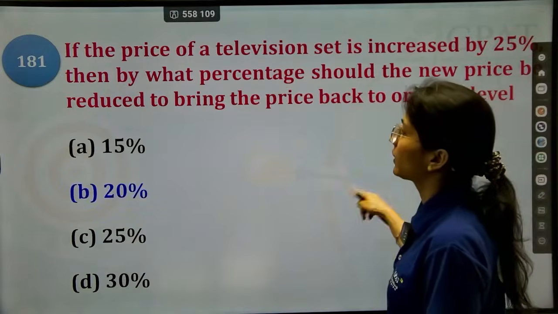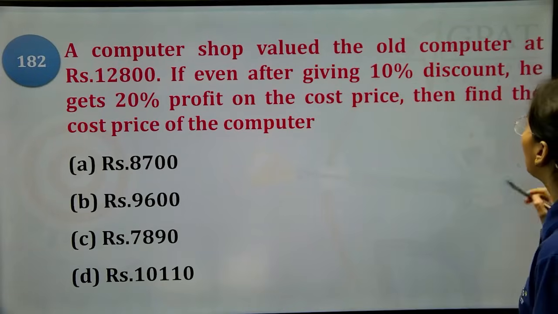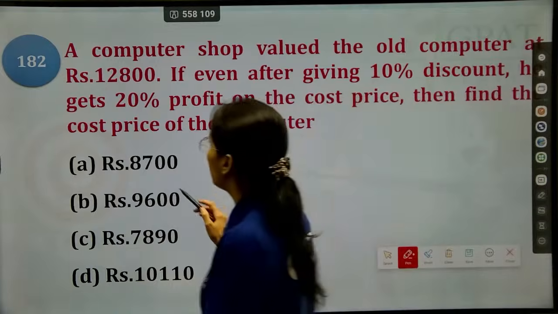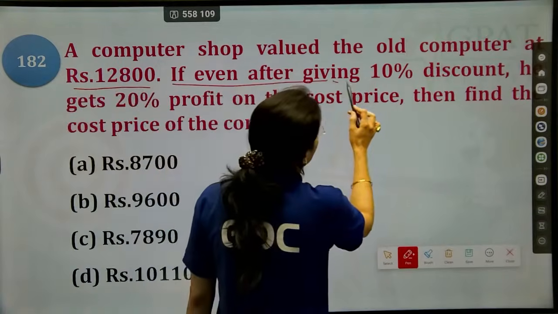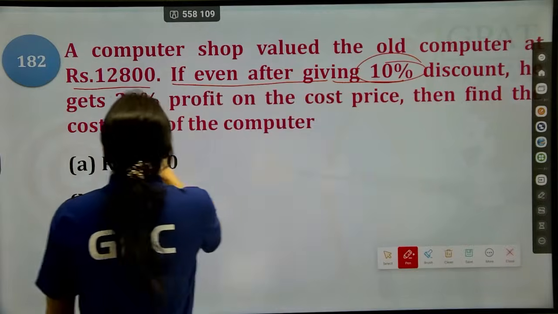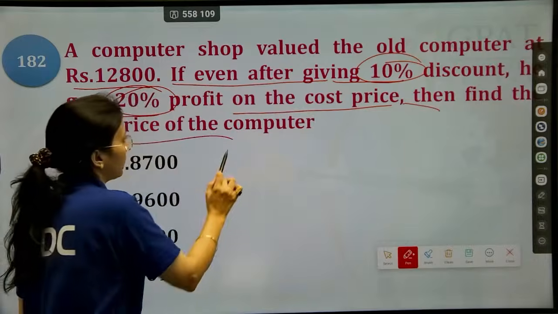Now the next question, question number 182. A computer shop valued the old computer at rupees 12,800. If even after giving a 10% discount, he gets a 20% profit on the cost price, then find the cost price of the computer.